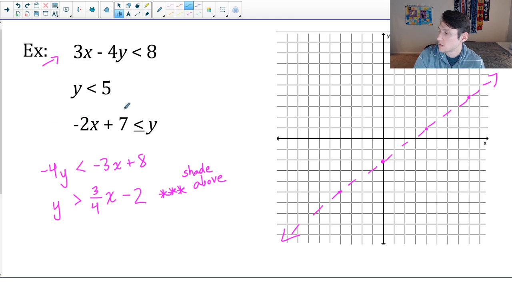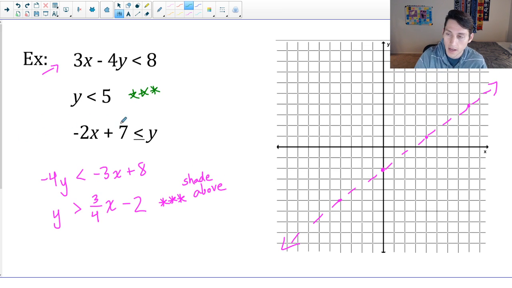Second line, y less than 5. Well, I don't need to do anything to this, right? There's nothing on that left side besides just y, so this is already just one of my equations. All right, so the question becomes, do you remember how to graph the line y less than 5 or y equals 5?